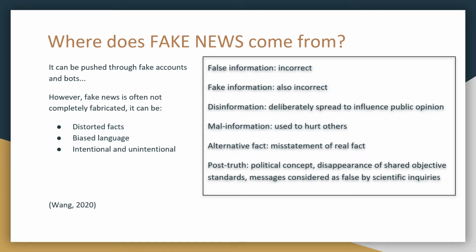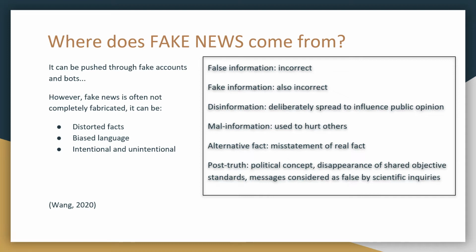Continuing with origins of fake news, it can be pushed through fake accounts and bots. However, fake news is often not completely fabricated. It can be distorted facts, biased language. It can be intentional and unintentional. False information means it is incorrect. Fake information, also incorrect. Disinformation is deliberately spread fake news to influence public opinion. Malinformation is fake news used to hurt others. Alternative fact is a misstatement of real fact.